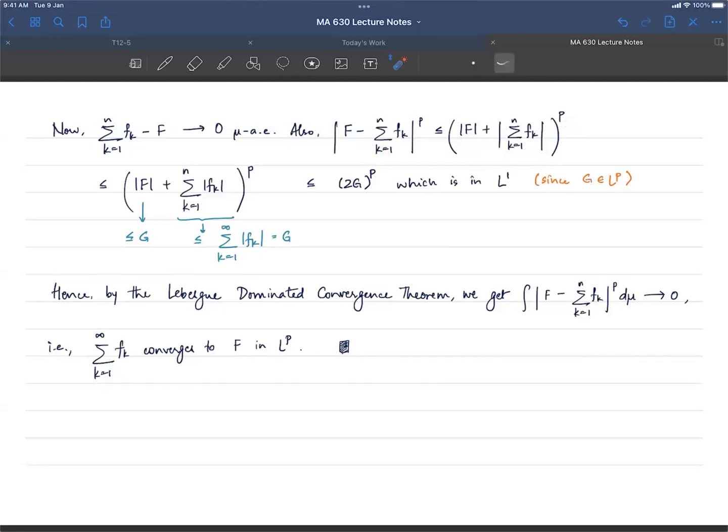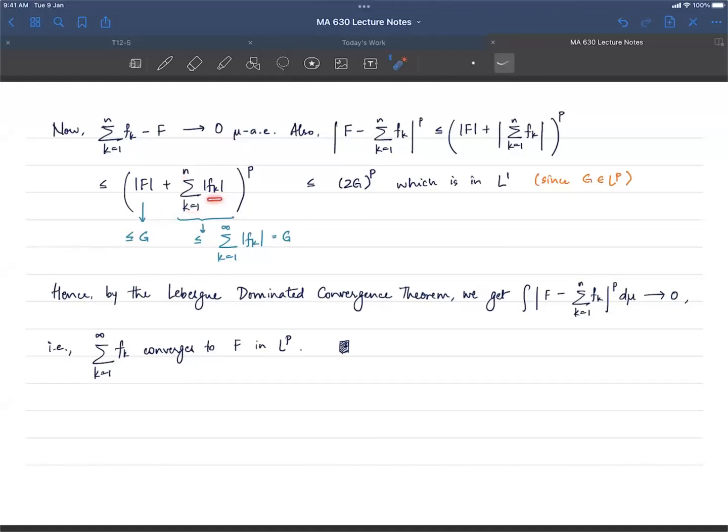This is less than or equal to mod F plus the sum over K going from 1 through n of mod Fk. So here what I've done is I've used the triangle inequality: the absolute value of a sum is less than or equal to the sum of absolute values. And then I'll say this mod F is less than or equal to G. That is already done. And here I'm taking the sum over K going from 1 through n of mod Fk.